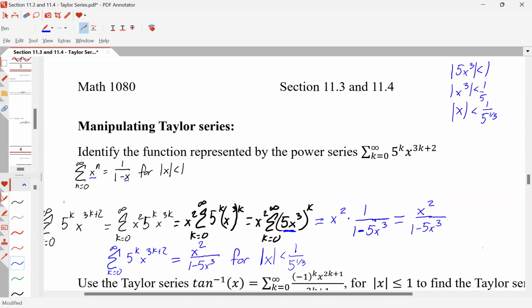So there is our first example of working with power series to see what our other power series and their related functions.